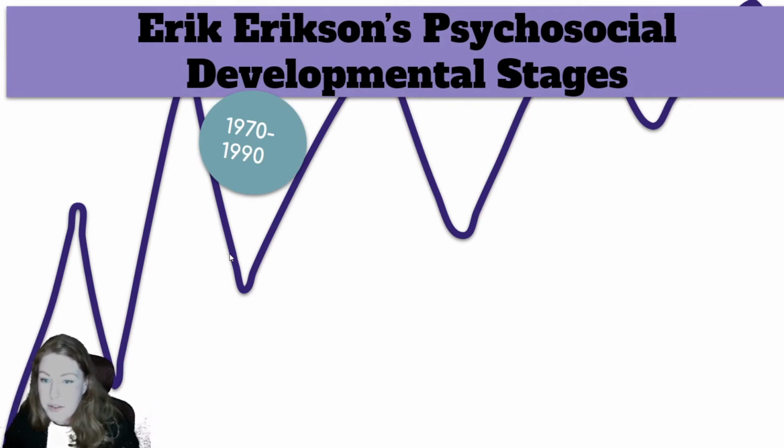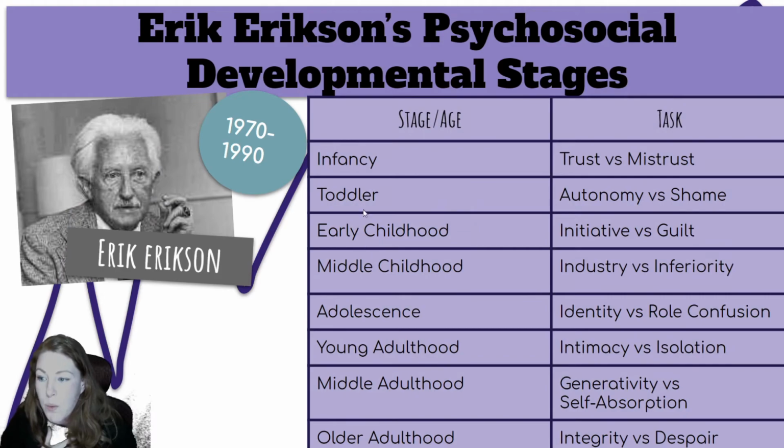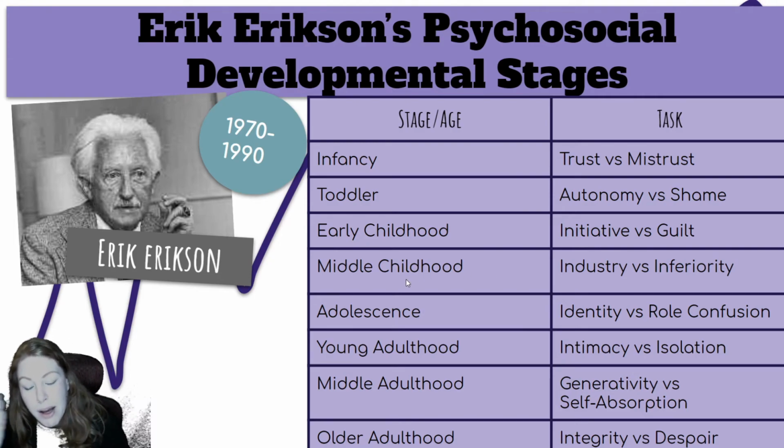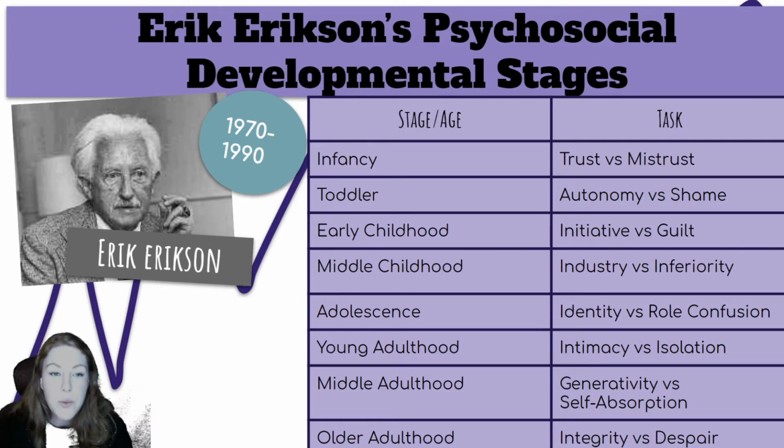So piggybacking off of the earlier stages, in the 1970s to the 1980s, Erikson comes up with a more defined stage for developmental psychosocial interactions, meaning stuff having to do with what we think about our psychology as well as interacting with others. At infancy, we are struggling with trust versus mistrust. When we're a toddler, we struggle with autonomy versus shame. Early childhood is about initiative versus guilt. Middle childhood, industry versus inferiority.